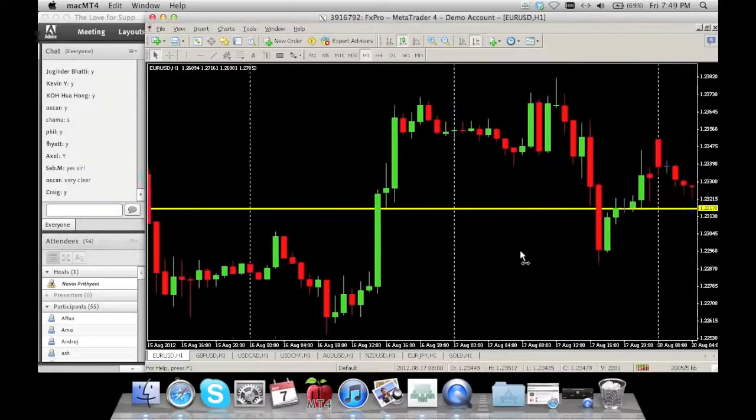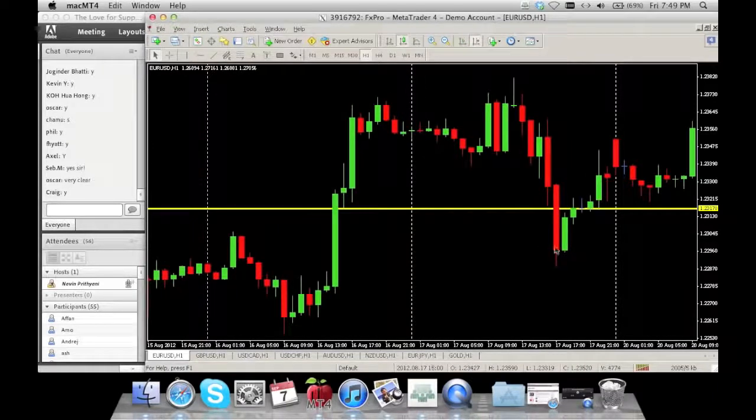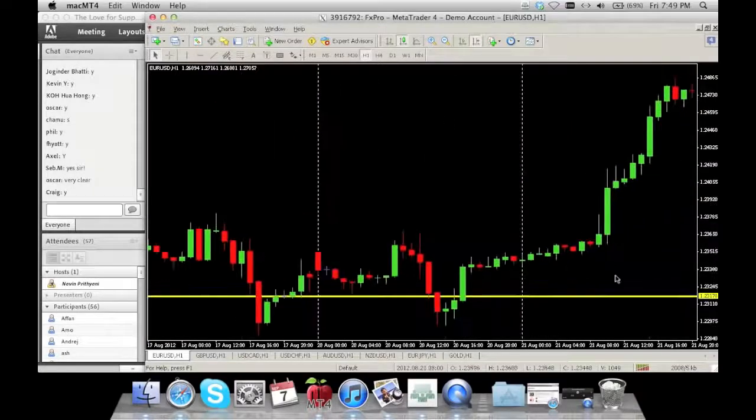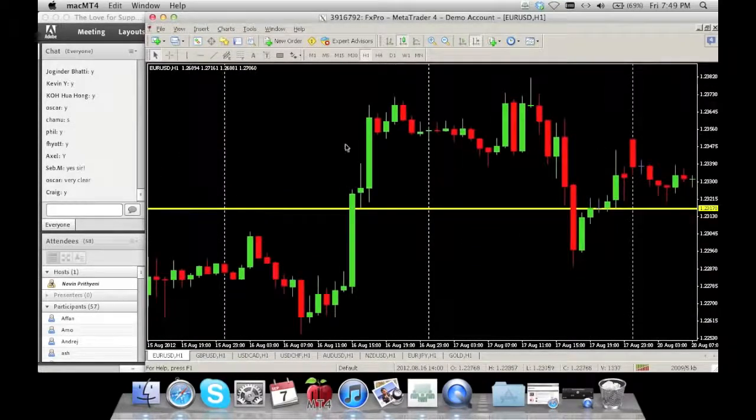Okay, this level has been tested again and again and again. Take a look here. Okay, tails here, big candles crossing through.